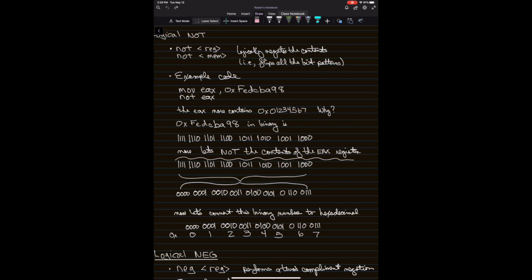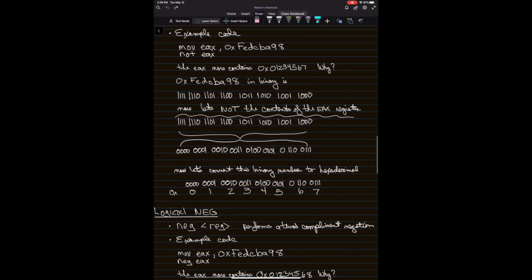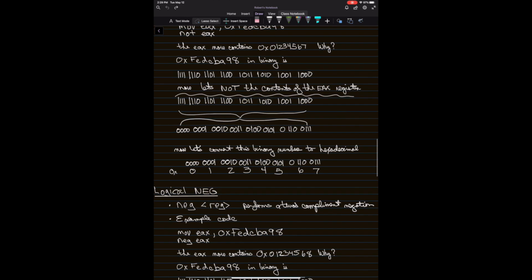All right, so the first thing I'm going to do is take the number that I placed into the EAX register, which is this hexadecimal number rewritten, and convert it into binary. F is nothing but 1111, 8 is 1000, and so forth and so on in between. Now that you've converted this into a binary number, we're going to not the contents of the EAX register.